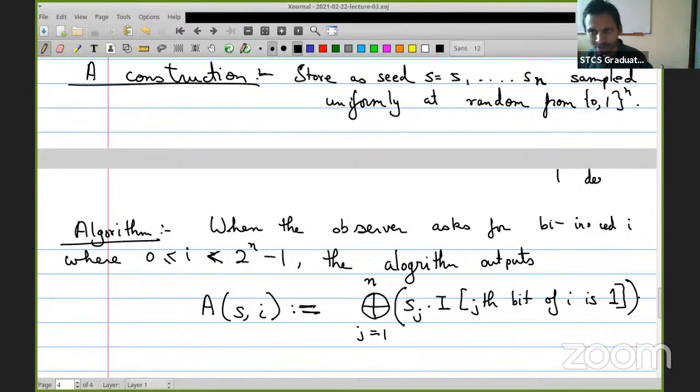So it's pretty simple. I just look at the binary representation of I, look at all the positions that are 1, just XOR those bits of my seed and give it to the outside observer. So the outside observer gives me an index I. I look at the binary representation of I, look at all the bits that are 1, XOR the corresponding bits of the seed and give it back to the outside observer.